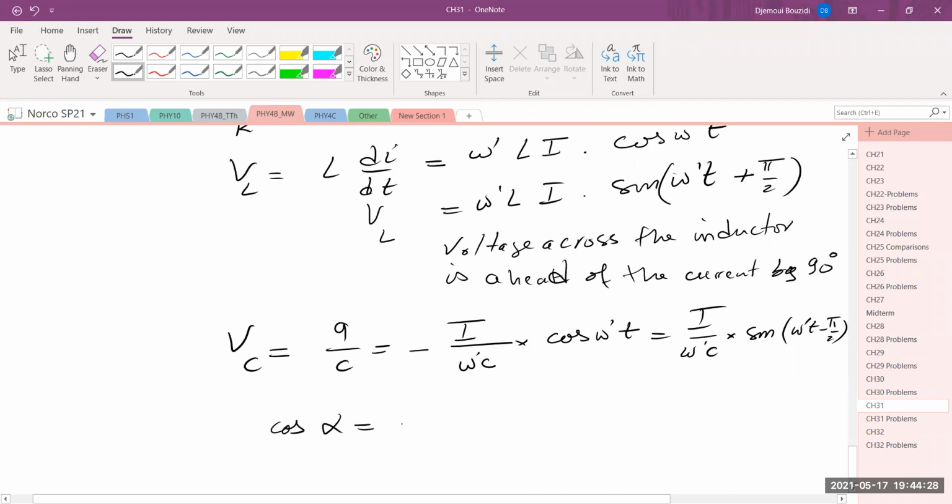So cosine of alpha, or negative cosine of alpha, is the same thing as a sine of alpha minus pi over 2. Okay, so that is another trig identity.